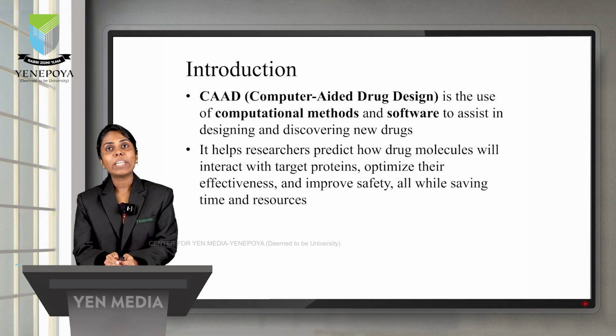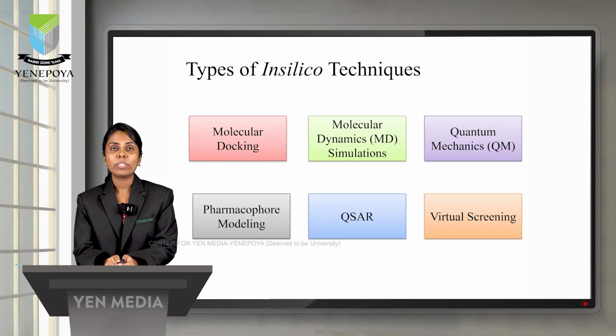And before doing any in vitro or in vivo study, if we do the in silico study, we can save our time as well as resources. These are the types of in silico studies: molecular docking, molecular dynamic simulation, quantum mechanics, pharmacophore modeling, QSAR and virtual screening. Molecular docking I will be explaining in the coming slides.